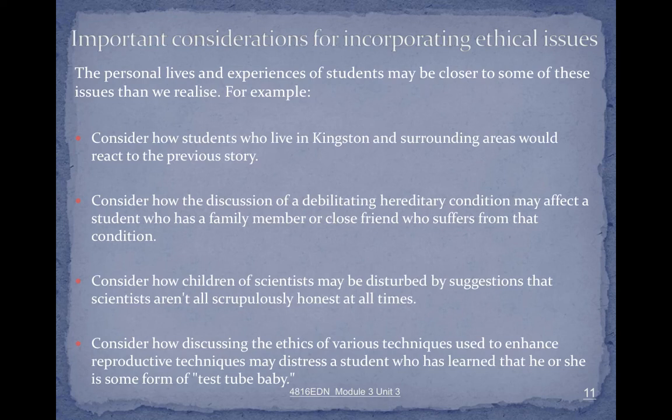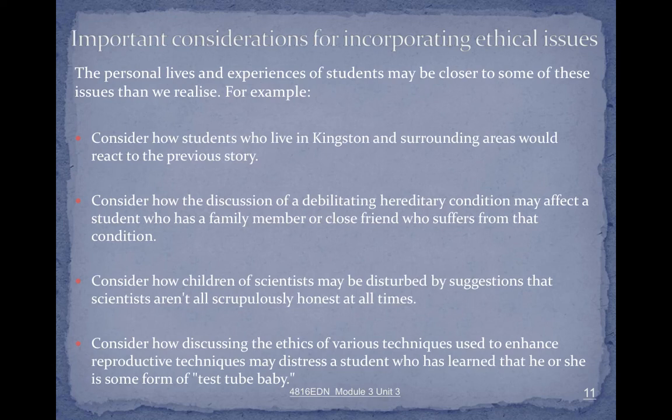So here's some examples. The first one, which I can relate to, is to consider how students who live in Kingston and the surrounding areas would react to the previous story. Some might feel like me and just think, well, this is just not good enough and we should have done more. Others might feel embarrassment that they live in an area that could have that sort of problem. So people react differently, and particularly children and adolescents. They can sometimes react differently to what you may think.